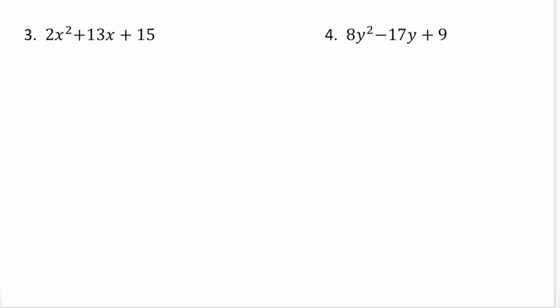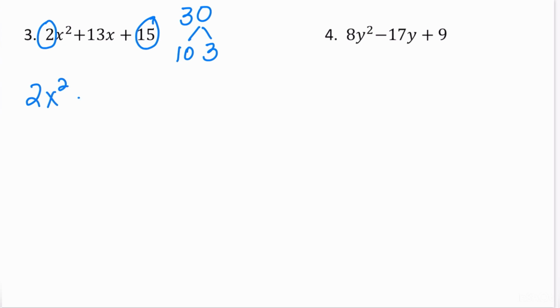Go ahead and see if you can do number 3 by yourself. Pause the video and then press play. So in number 3, scan it really fast, no GCF. Take the 2, multiply to the 15, you get 30. What multiplies to give me 30 that's going to add to give me 13? 10 times 3.